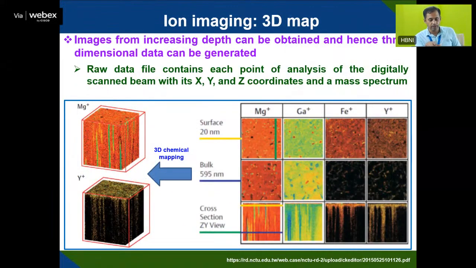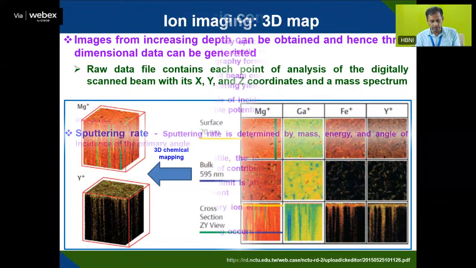You can use that ion imaging to get a 3D image. Images from increasing depth can be obtained, and hence three-dimensional data can be generated, going from the top to the depth. You see how a particular element is distributed, and then you combine all of them in X, Y, Z coordinates, and you get a 3D structure. You see here magnesium, gallium, iron, and yttrium, how they are distributed, along with the top surface, bulk, and cross-section images, and you combine all of them to get a 3D structure. You can map that 3D structure here.